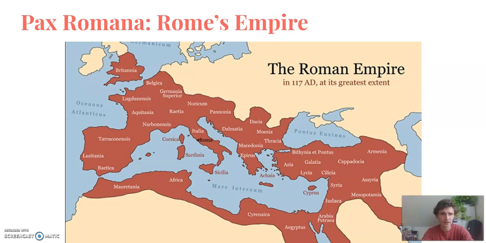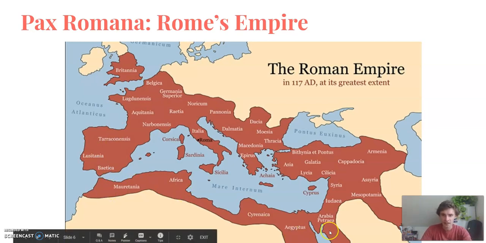During the Pax Romana, Rome gets to be as big as it would ever get. And so you can see in red, Rome ruled everything from Britannia all the way through what is now Spain, North Africa, Egypt, and all the way down to Mesopotamia, up into Turkey, and up through Germany.